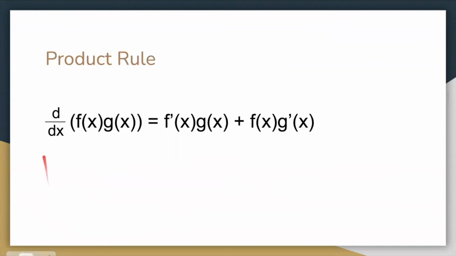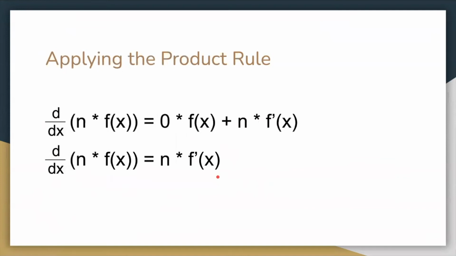All right, and now this is the product rule. So the derivative of f of x, g of x equals f prime of x, g of x plus f of x, g prime of x. And now you can use this to find what is the derivative of n times f of x, where n is a constant. So first we want the derivative of the first function times the second function, and the derivative of a constant is just 0, and then plus the first function times the derivative of the second function, and that's just n times f prime of x.